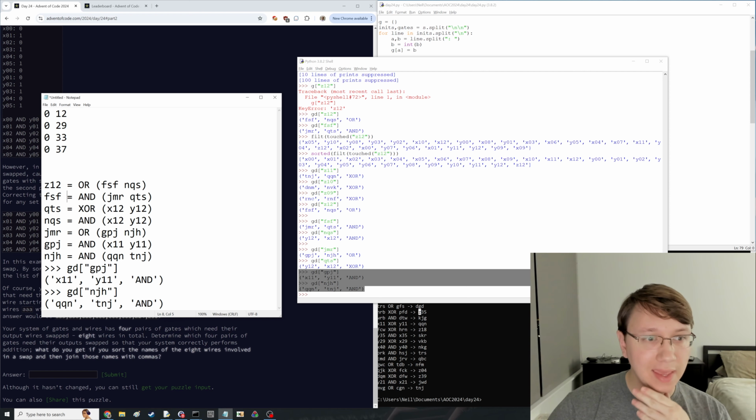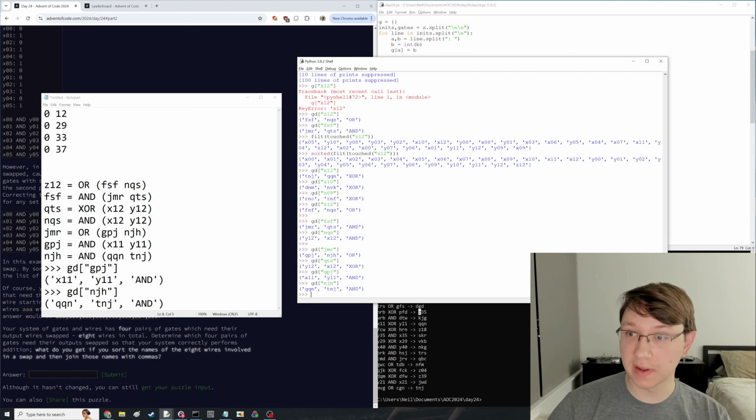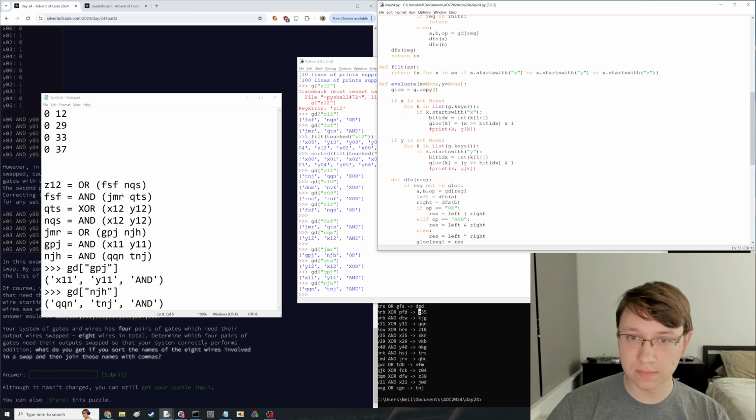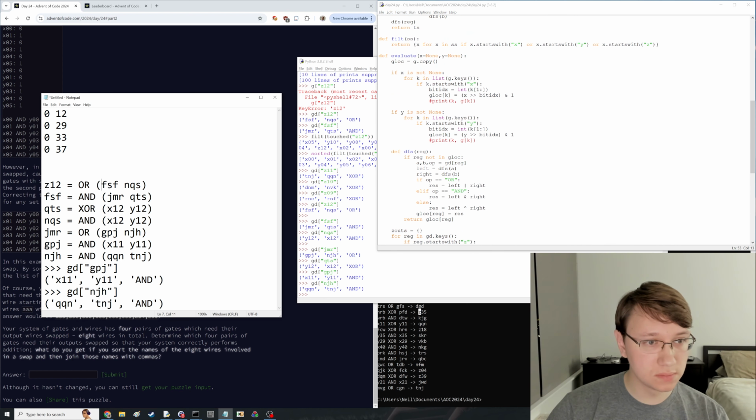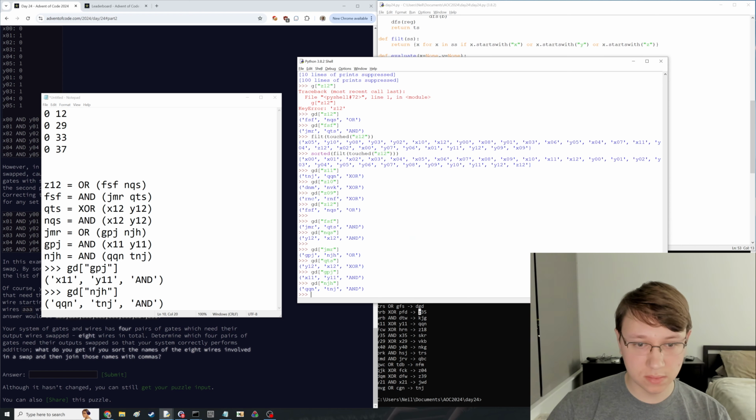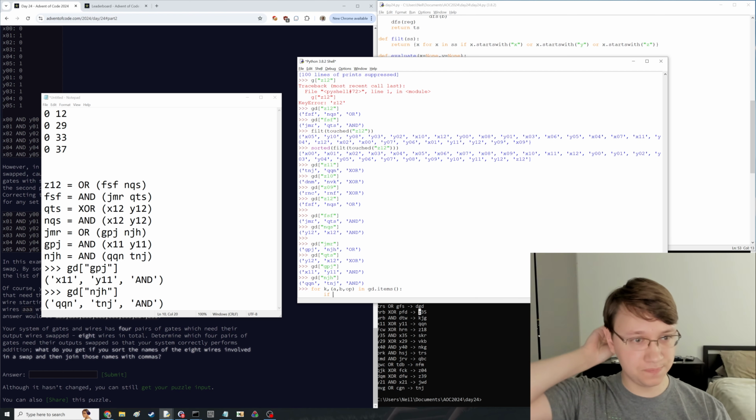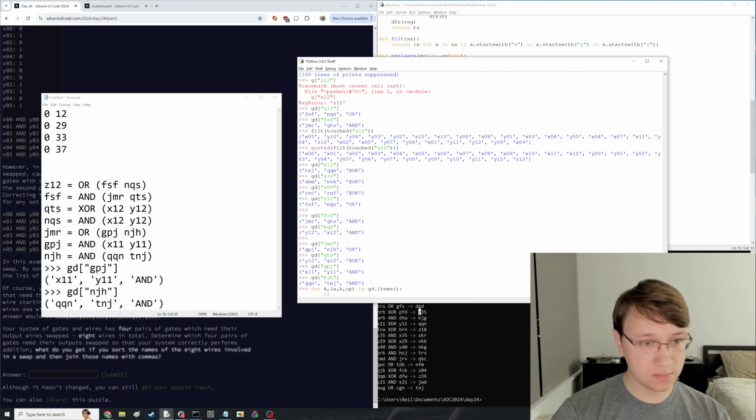Oh, is there just a dangling gate that's not touched? That would be really funny if that were the case. Because it does look like... let's do a little bit of introspection of these gates. Okay. We have an XOR and an AND. Is that all we normally have?